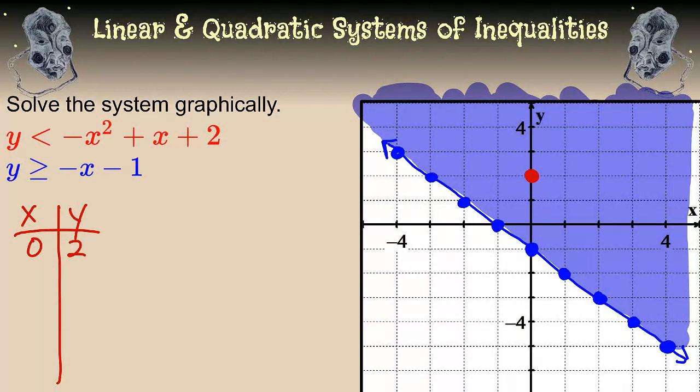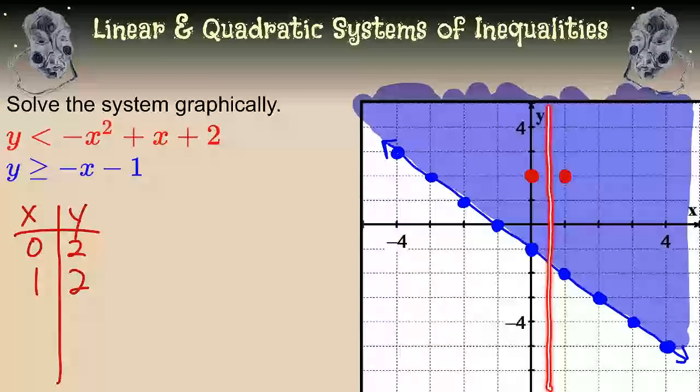All right. Next, I'm going to plug in an x value of 1. So I have a 1 here and there. 1 squared is 1. So it's negative 1 here. Negative 1 plus 1 is 0. So all of that's 0 plus 2. So when x is 1, y is 2. Oh, that's interesting. That means that my line of symmetry is right here at x equals 0.5. Has to be halfway between these 2 points because they have the same y value.